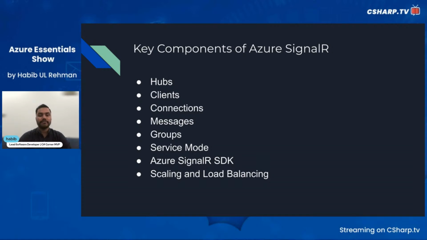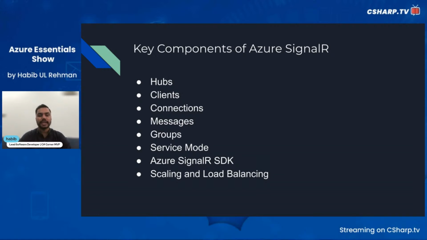First of all, we have hubs. Basically, hubs are the core abstraction in SignalR that manage client-server communication. A hub allows the server to send messages to all connected clients or to specific clients. They enable real-time functionality such as broadcasting messages and handling messages from clients.